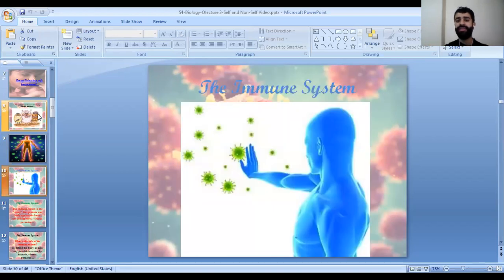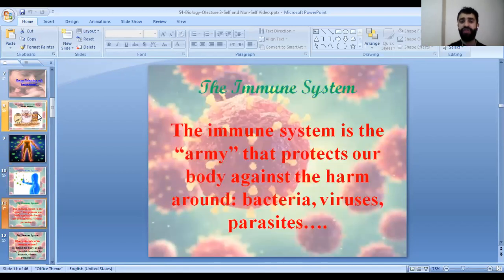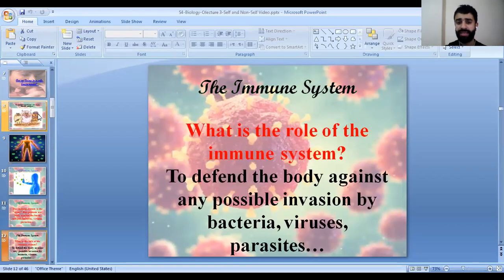So the immune system is the army, the one that can protect ourselves and our body against any microbe, any bacteria, and any virus. So first, what is the immune system? Here I give a definition like an army. It's an army that protects the body against harm around us, like bacteria, viruses, parasites, and many other harmful substances.